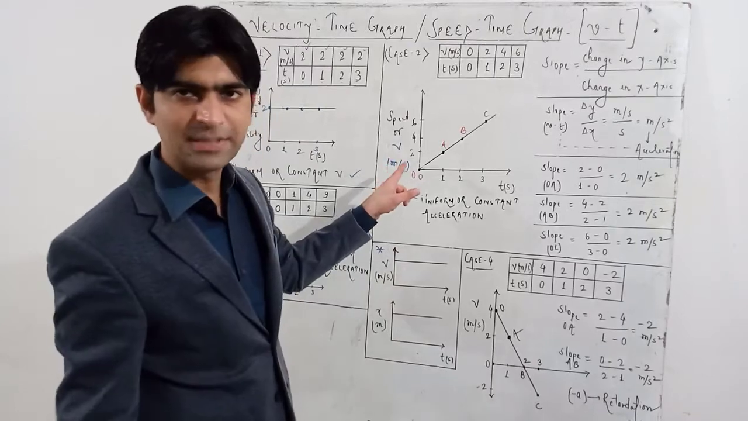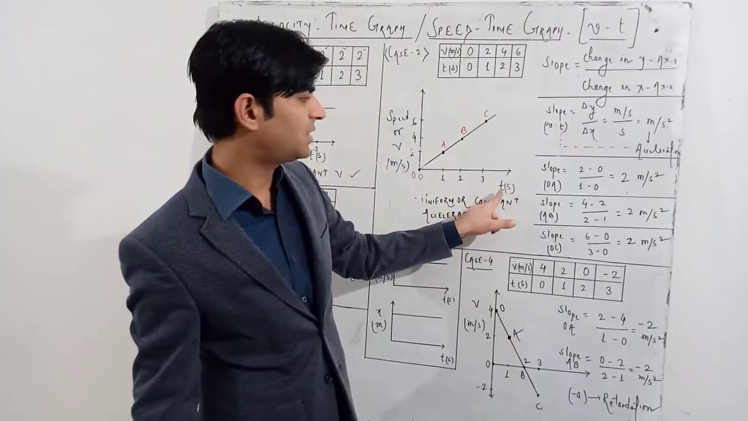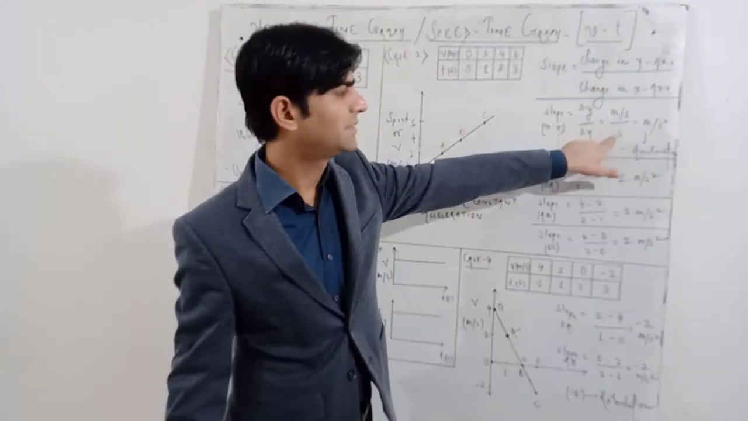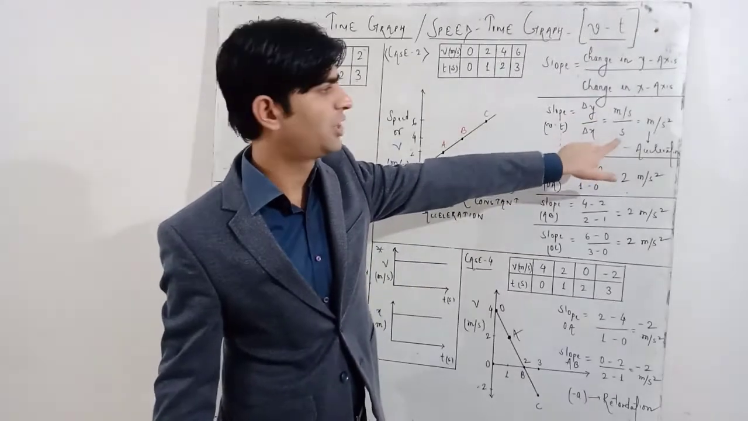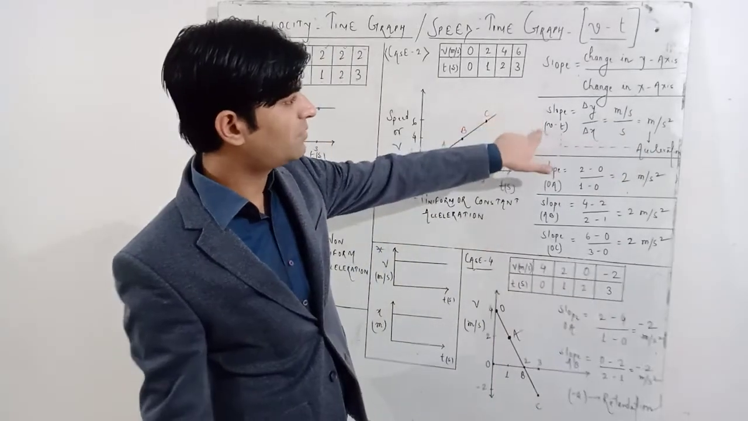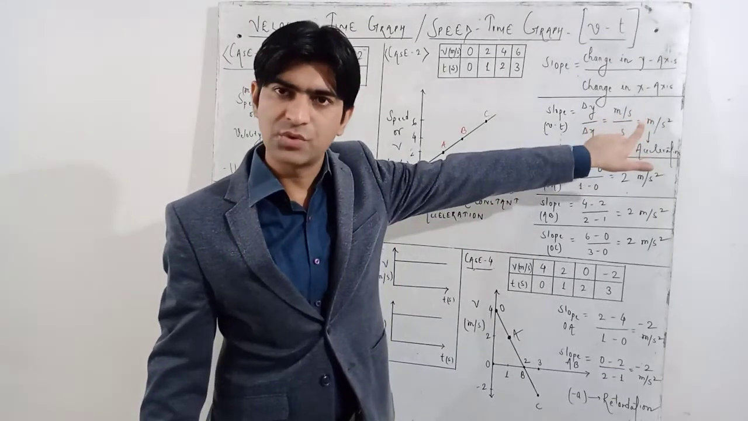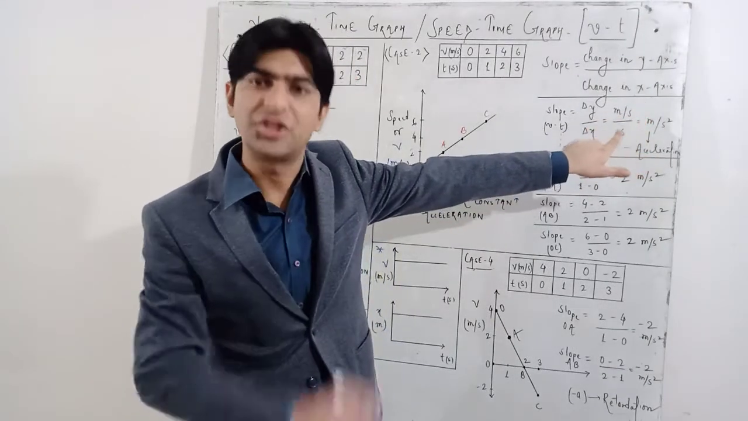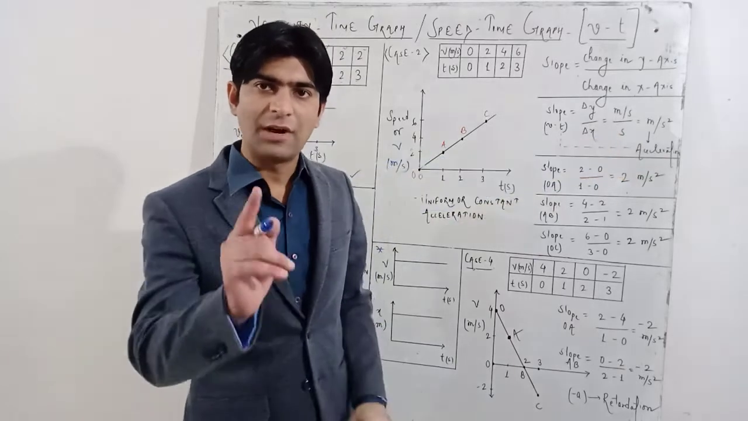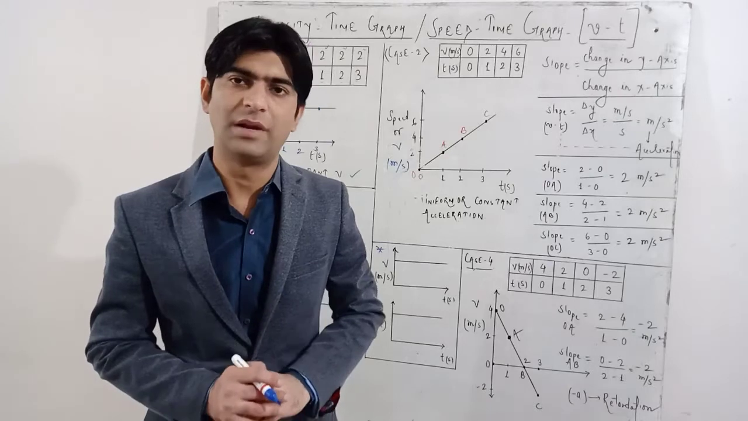The SI unit for speed is meter per second. So on the y-axis you will write meter per second, and on the x-axis you have taken time, that is second. So meter per second upon second, the unit you will get is meter per second square. That means if you calculate the slope of a VT graph, you are getting the unit meter per second square. Meter per second square is the unit for acceleration.